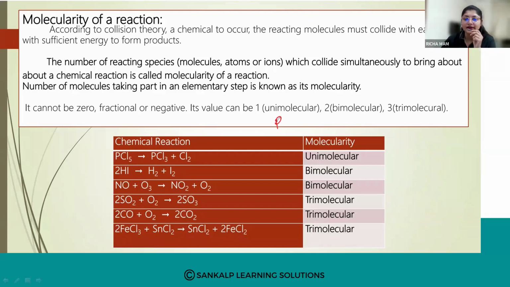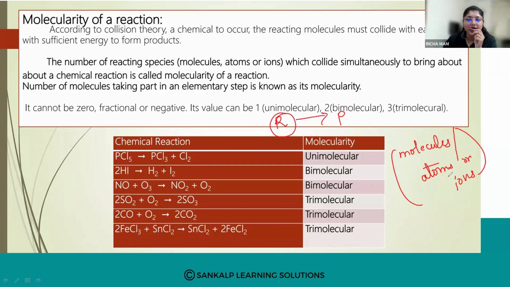Yes, now we know that the reactant will be on the left hand side and the product will be on the right hand side. So the species, the number of molecules, how many molecules or how many atoms or how many ions are present at the reactant side? So what will happen? They will collide with each other and bring out a chemical reaction.